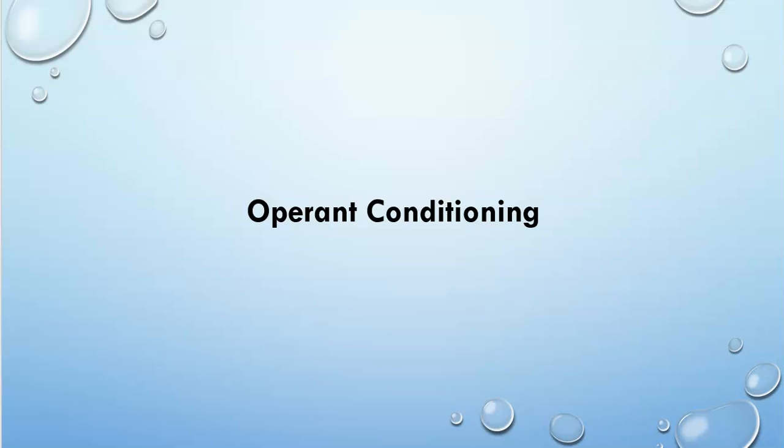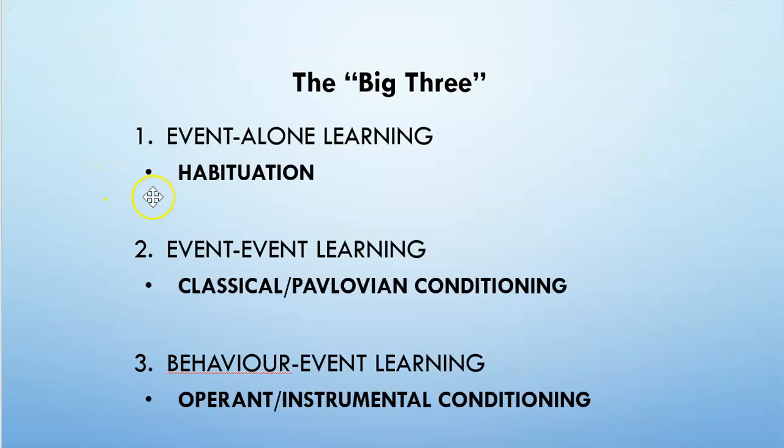So previously we learned about the two other major types of learning. Our big three are event alone learning, or habituation, that we already talked about. Last class, we talked about event learning, also called classical conditioning. And now today, we're going to be talking about operant conditioning, which is behavior event learning.